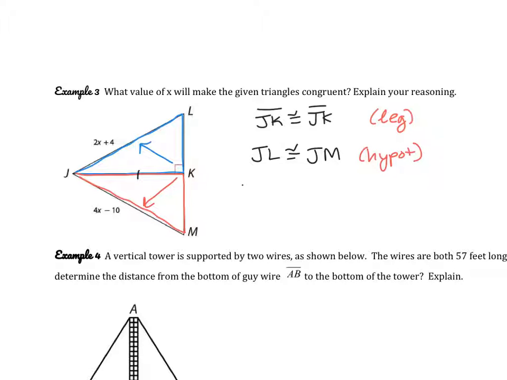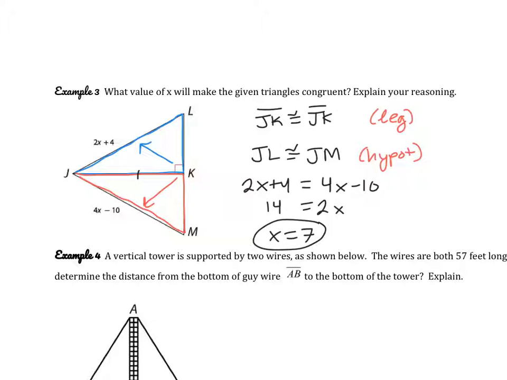So we could set up our little equation. JL is 2x plus 4. JM is 4x minus 10. Let's subtract 2x from each side and add 10, and we get x equals 7. So if x equals 7, then the hypotenuse of each triangle is congruent, and the two triangles would be congruent by HL, hypotenuse, leg.